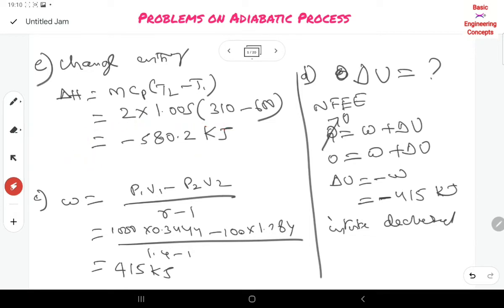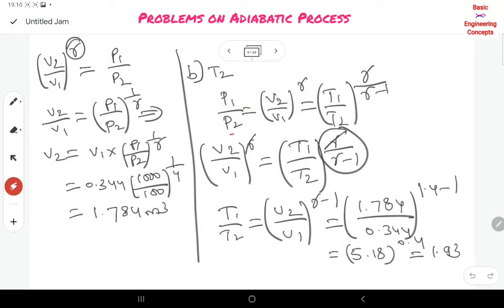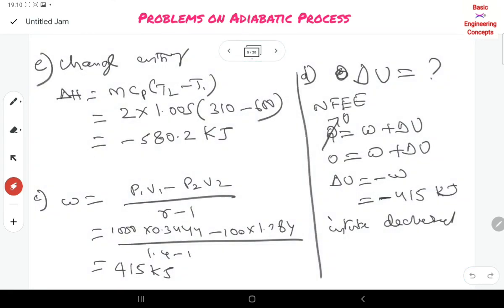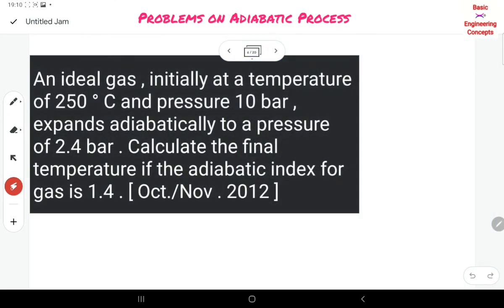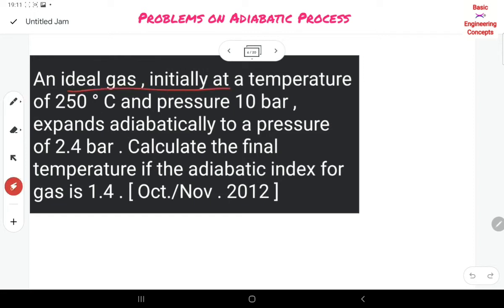In this way you can solve any problem by using these relations and the concept of the adiabatic process. Now the second problem. An ideal gas initially at a temperature of 250 degrees C and pressure of 10 bar expands adiabatically to a pressure of 2.5 bar. Calculate the final temperature if the adiabatic index for the gas is 1.4.